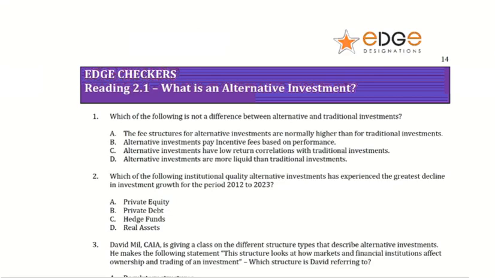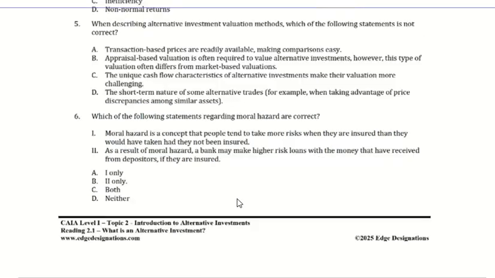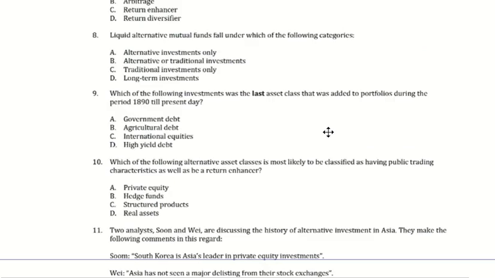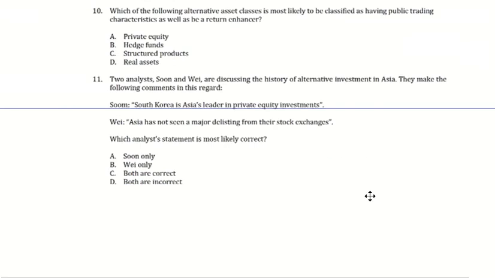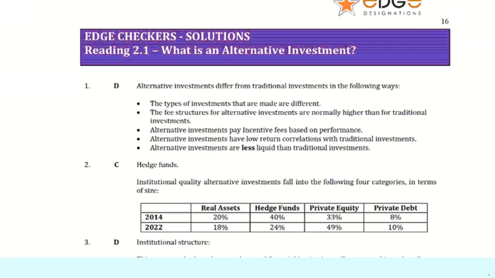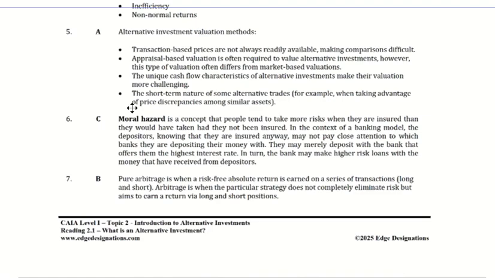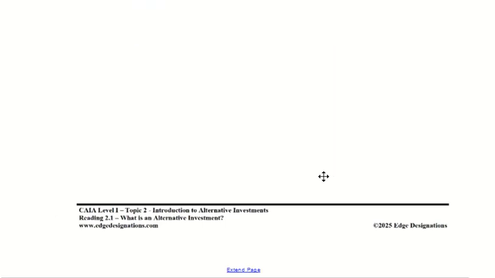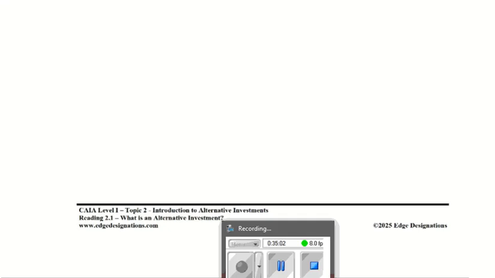Top of page 14, you've got your edge checkers over there. These are just tests that you understood what went on in the particular reading 2.1. They continue onwards onto page 15, and then on page 16, you get your solutions to the edge checker. Take a look at those, make sure you're getting all of those right, and they continue onwards onto page 17. Okay, that then brings us to a conclusion of reading 2.1. What is an alternative investment?